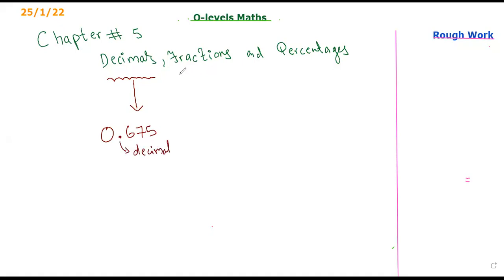If we talk about fractions, what do we know? 2/3. This is a fraction. And if we talk about percentages, 2% is a percentage, right? So we know that a decimal is this, a fraction is of this type, and a percentage is of this type. But the questions in this topic are of the type where you have to convert decimal to fraction, fraction to decimal, and then we'll talk about percentages later. So let's discuss the conversions first.